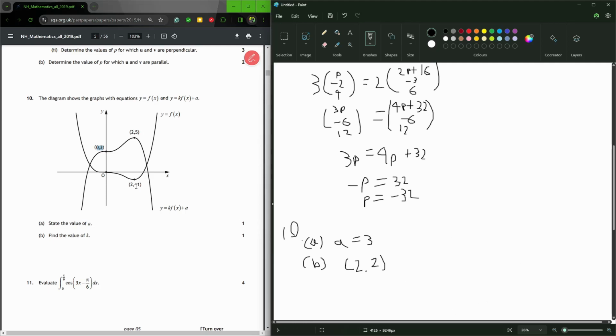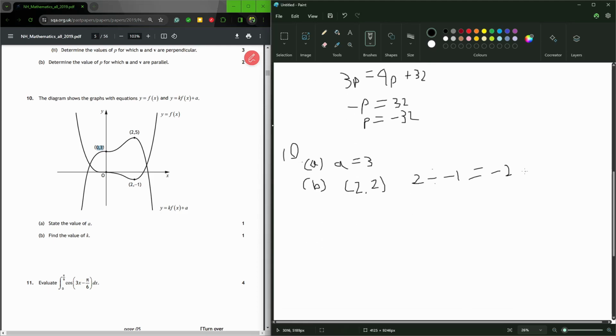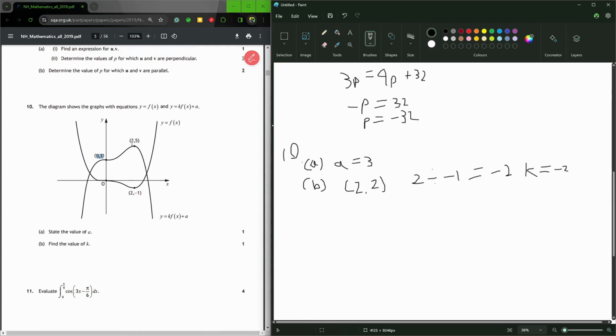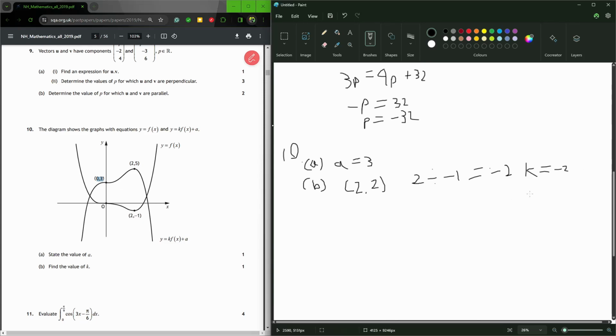Well, we must be timesing minus 1 by a minus number. So if we times it by minus 1, we get minus 1. But essentially it's 2 divided by minus 1. What do we get? Well, we get minus 2. Because you times minus 2 by minus 1, you get 2. And then when you add 3, you get 2, 5. So that means k must equal minus 2. And that makes sense, because if you look at this, the new function is far more exaggerated than the old one. But it's also been flipped upside down, so it has to be a minus number.